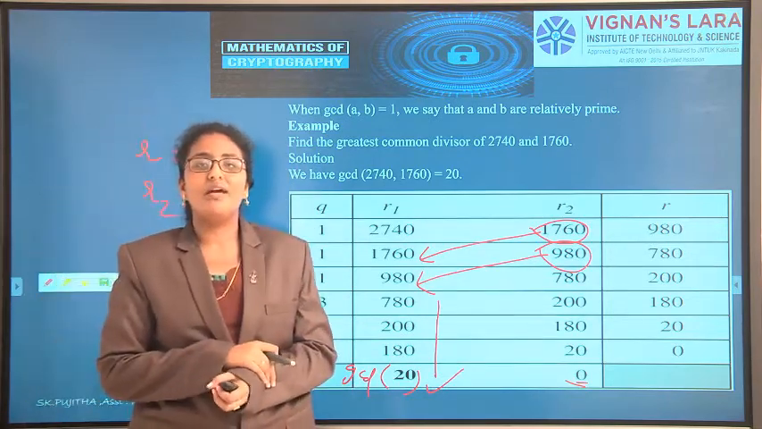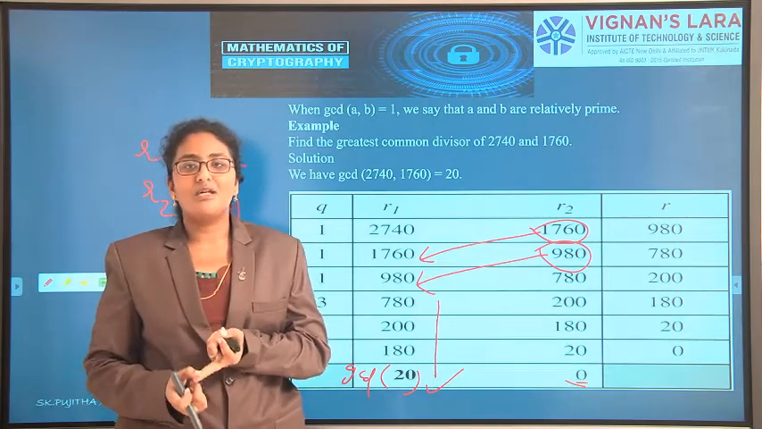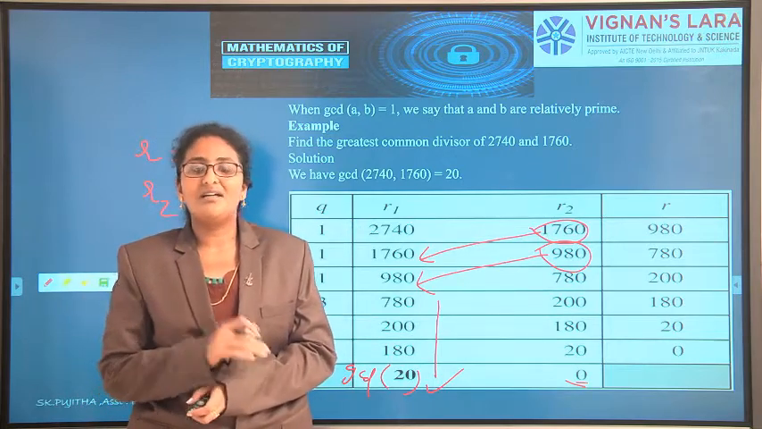What we have seen today: we have seen what are integers, what is the division rule, what are the properties of the division rule, and we have seen the Euclidean algorithm. In the next class we will see the extended Euclidean algorithm.